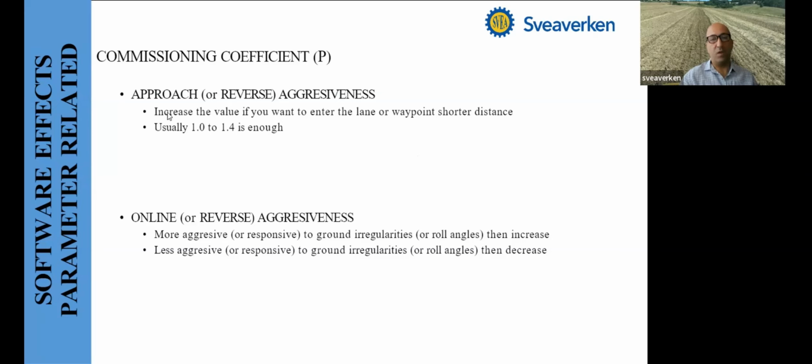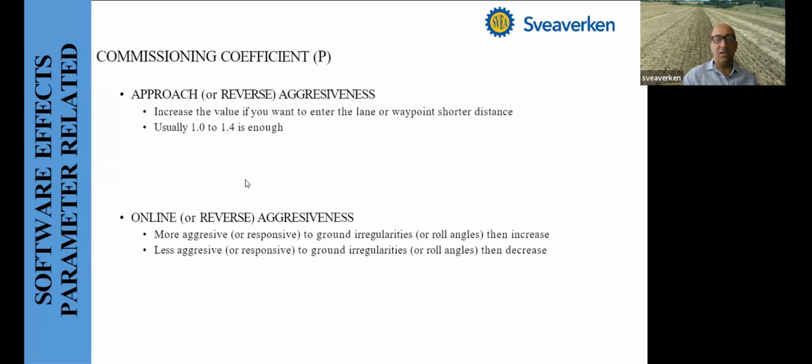The commissioning coefficients, you already know well that we have approach aggressiveness values. The first one is going forward, the third one is going to reverse. What is it? Actually, if we enter higher values, the system tries to enter the vehicle to the waypoint or a row in a shorter distance or a shorter time. Usually all of the values are 1 by default, but usually after a while, or at the beginning, farmers want to enter their vehicle to the line faster. So that means we can directly enter 1.4 to this value.